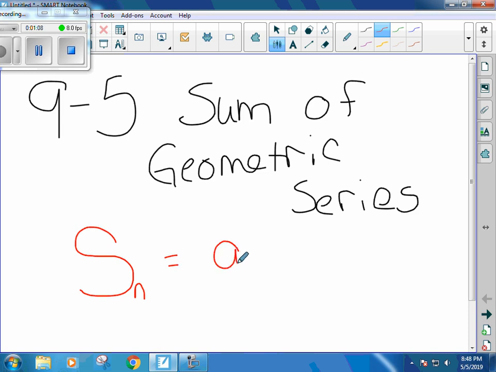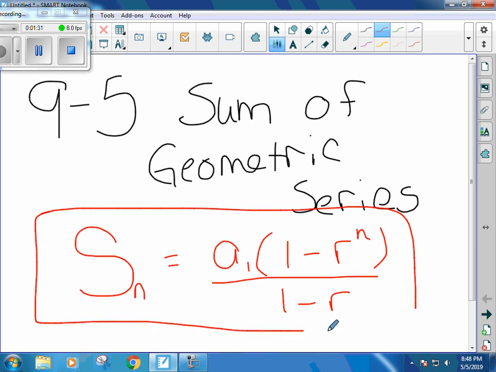A1, which is our first term, times 1 minus the ratio R to the power of N. So only the ratio is raised to the power, not the parentheses, all over 1 minus the ratio. So this is our base formula that we're going to use in the problems. When it comes time to put the entire chapter together, you can tell the difference between using an arithmetic series, where it uses the letter D for difference, and a geometric series, which uses the letter R for ratio.